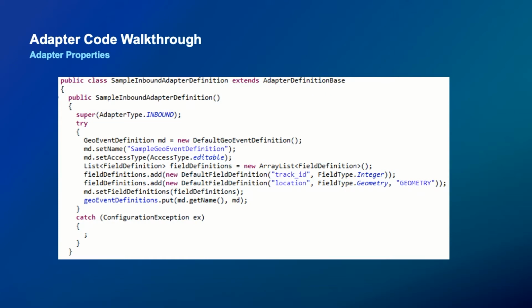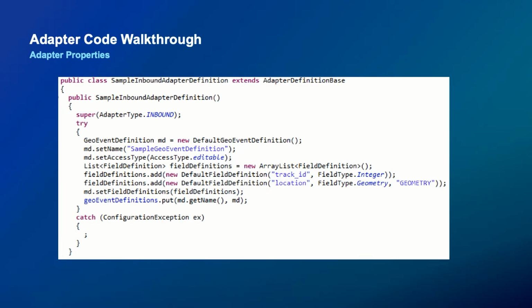But whenever data is sent to the adapter, it uses its special knowledge about the data to convert the data to GeoEvents. So let's walk through a sample adapter that converts fixed format binary data to GeoEvent. The incoming binary data contains an integer which we want to use as the track ID, and it also contains two doubles for the longitude and the latitude. We want to convert this data into a simple GeoEvent that contains a track ID and a geometry field.